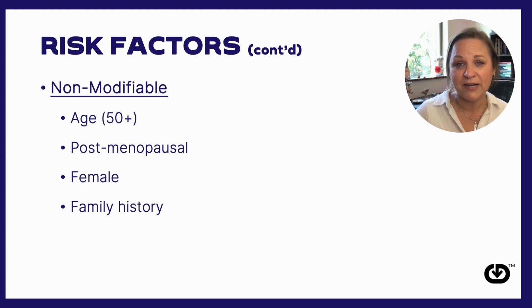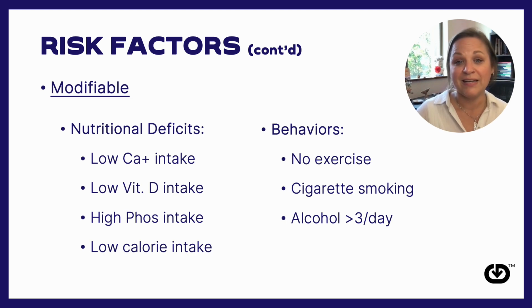Non-modifiable risk factors are things you don't have control over. So the non-modifiable risk factors for osteoporosis include advanced age, over 50, postmenopausal, female, and patients with a family history. So the most common people that we're going to see with osteoporosis is postmenopausal females. Now, you can't change your age, you can't change your sex, you can't change your family history, but there are some modifiable risk factors that you could change and have an impact on.